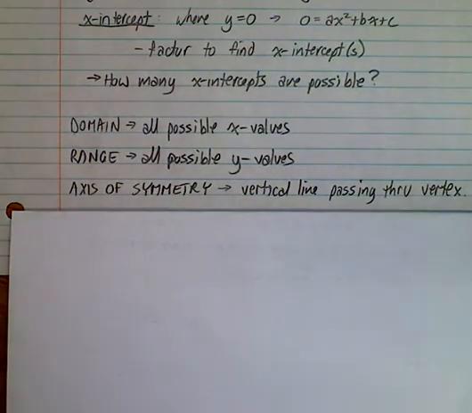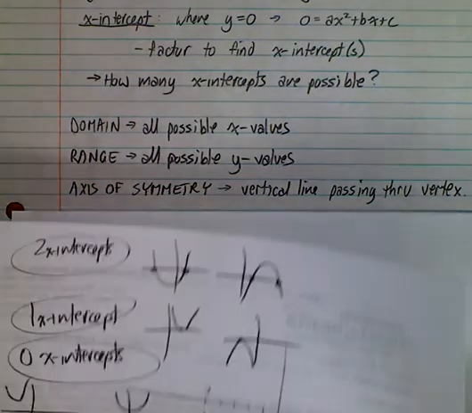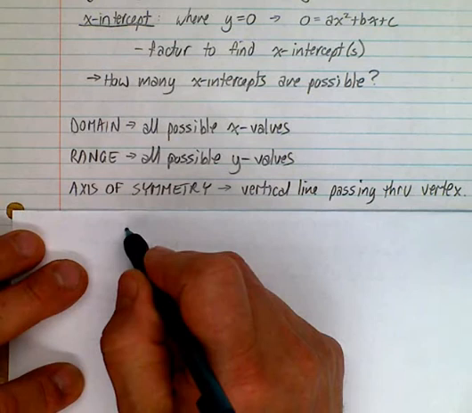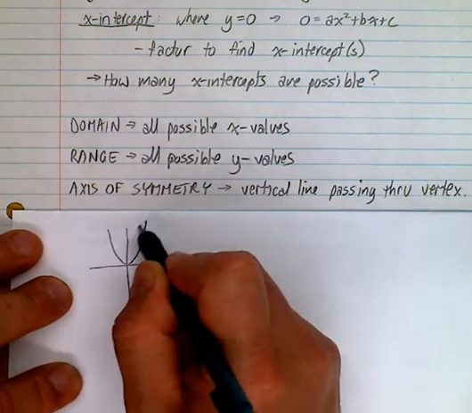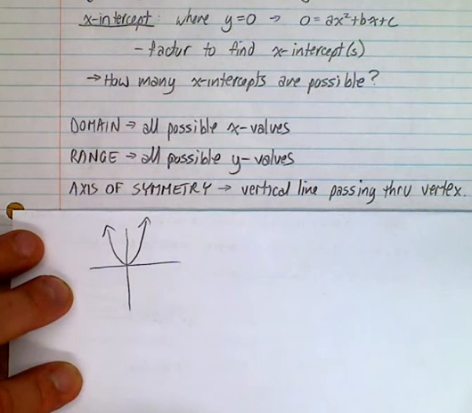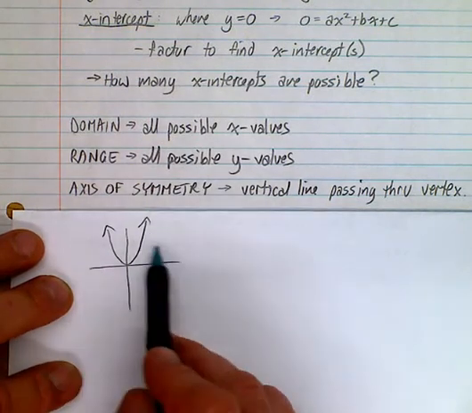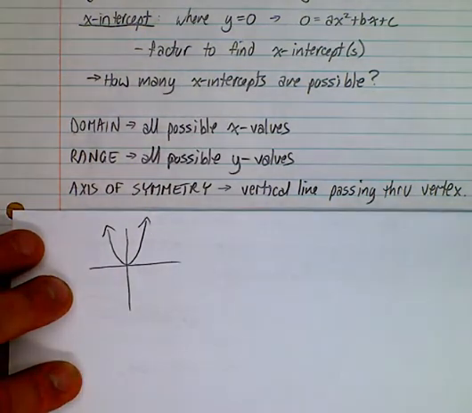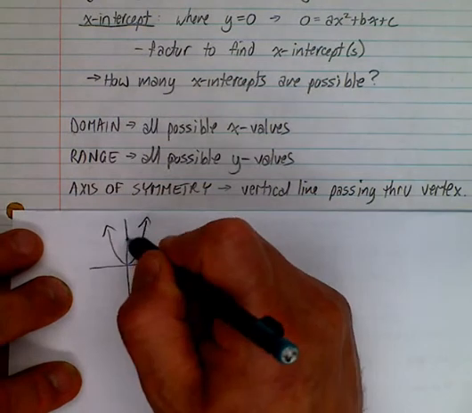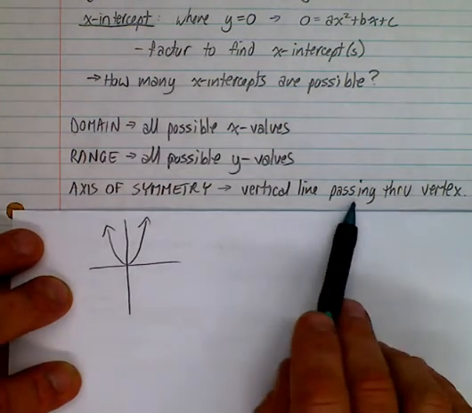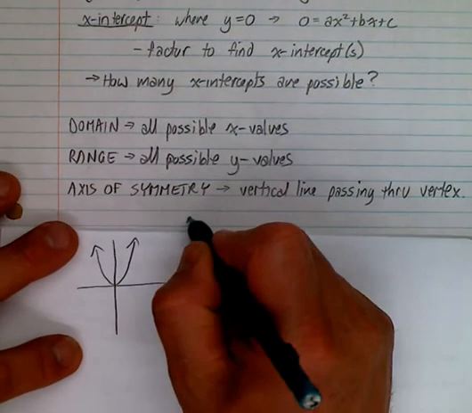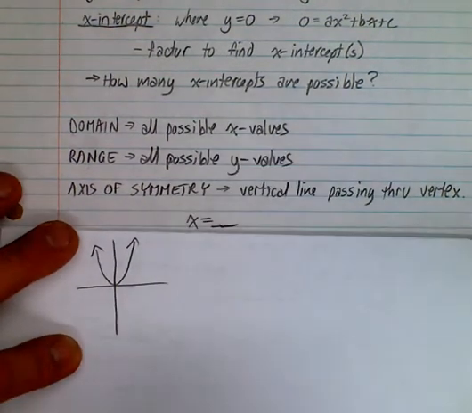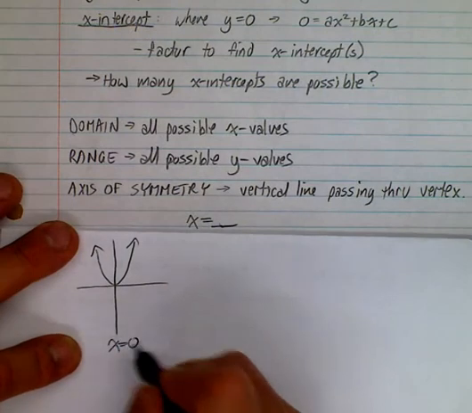If we look at all these pictures that we've drawn, I'll draw a bunch more actually. Let's look at the most basic parabola right here. The axis of symmetry is the line that splits this thing into 2 equal halves. So you can see that it goes right down through the middle, right? It's a vertical line that passes through the vertex. And it's always in the form x equals something. For example, here it's x equals 0.